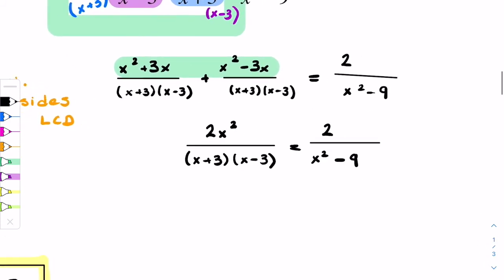Now, if you recall, x squared minus 9, we've been factoring problems like this all year. This factors to x plus 3 times x minus 3. So coincidentally, the LCD is already created for us. The LCD is x plus 3 times x minus 3, which is the same thing as x squared minus 9.